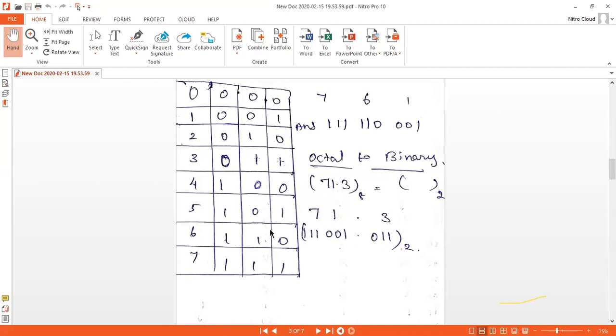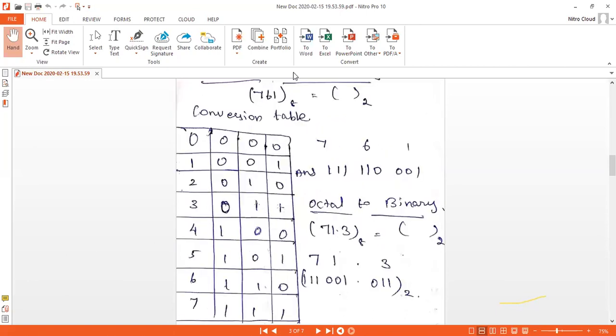This table nobody will give you. You have to memorize the table. If you know this table, it's a cakewalk.